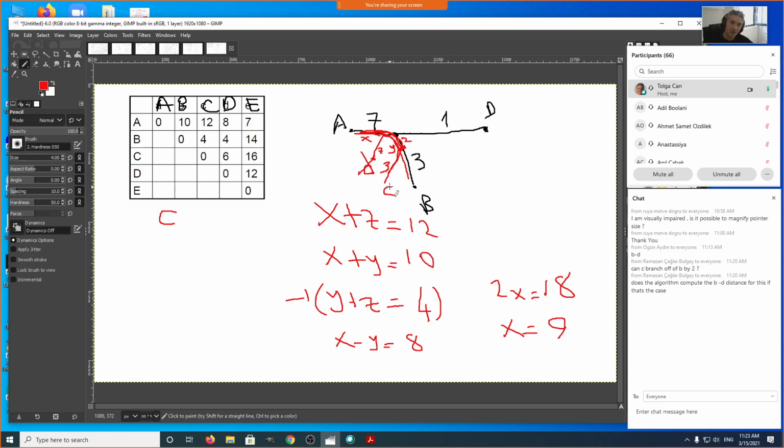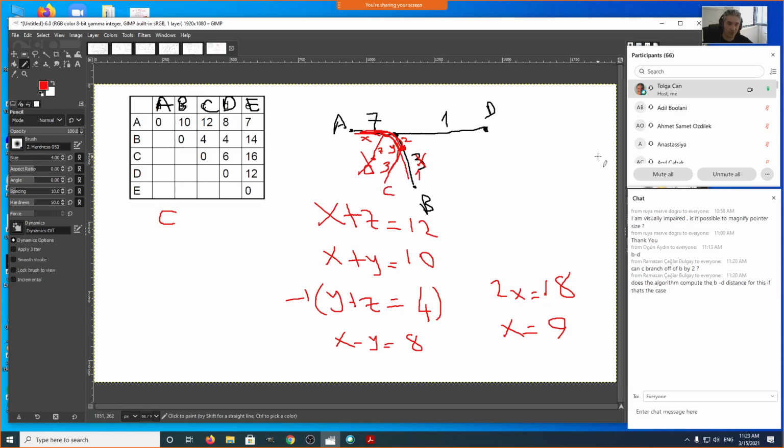And the other part we named was Y, right? Which is going to be 1. And this is exactly going to be 1. So the distance from this branching to this one is going to be 1. So 3 plus 1 is 4.